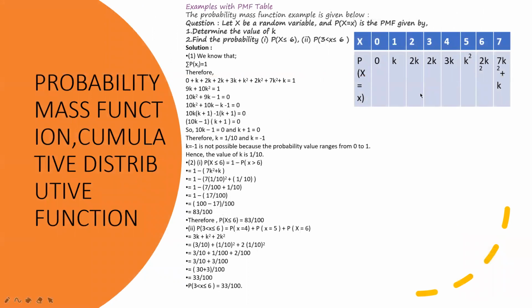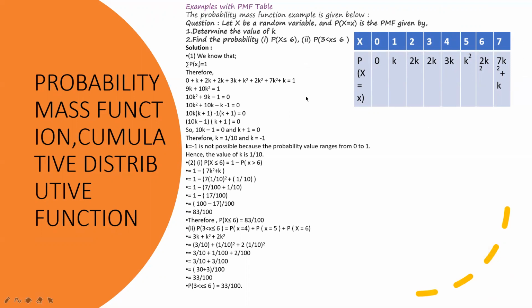Here is another example. The probability mass function example is given below. Question: let X be a random variable and p(x) be the PMF given by the table. Determine the value of k, find the probability P(X less than or equal to 6), and P(3 less than X less than or equal to 6). So here is the table given with x values and p(x) values.